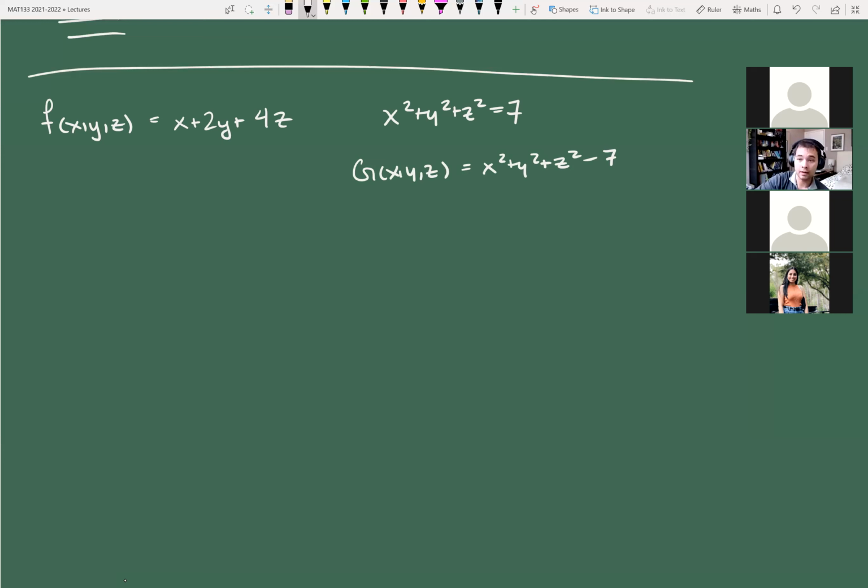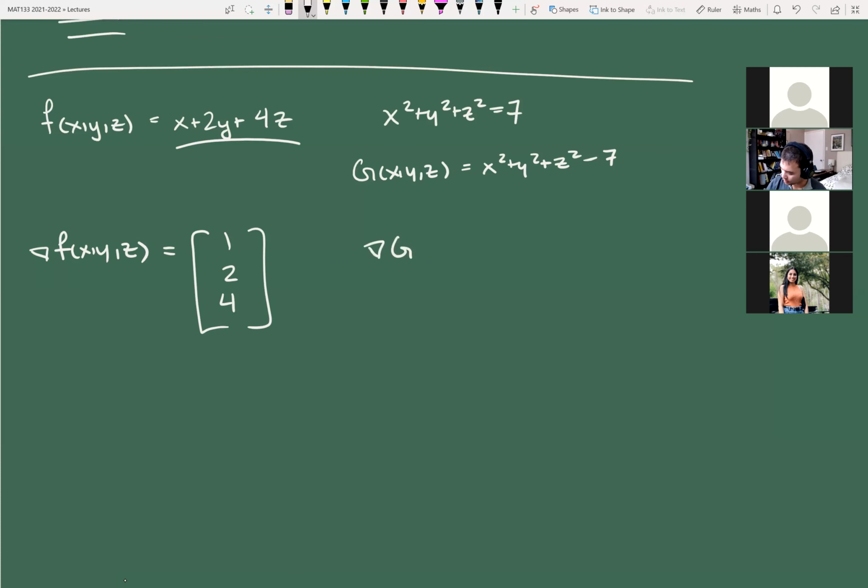So we're going to compute the gradient of f, compute the gradient of g, and set them equal to each other. As a little tip, and I think I even mentioned this in the video, strictly speaking we really shouldn't do this, but when I compute my gradient, I like to draw it vertically. The gradient here is just 1, 2, 4. Normally we'd write that as a row vector. I like to write them as a column vector, and you'll see why in a second. For g we get 2x, 2y, 2z.